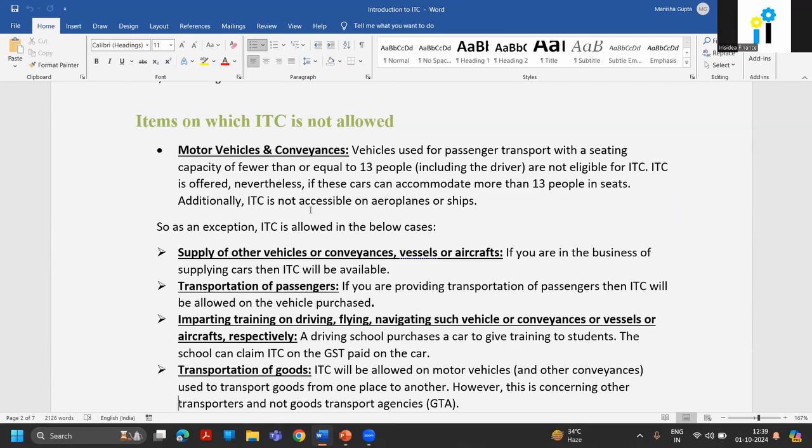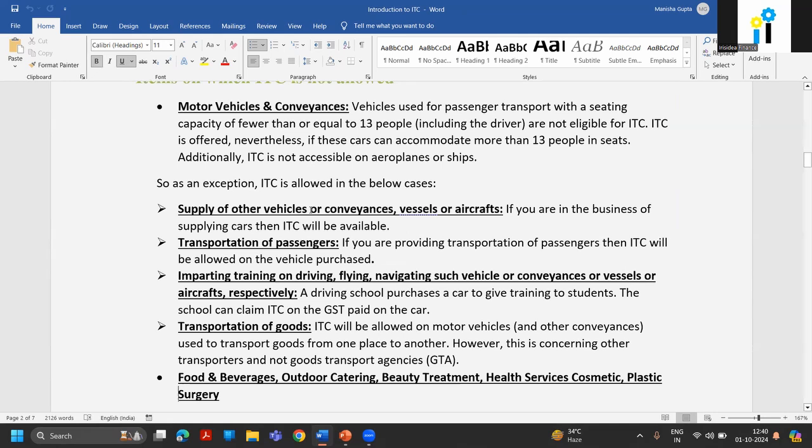Okay. Additionally, ITC is not available for aircraft or ships. Okay. So ITC is allowed in the below cases: supply of other vehicles, conveyances, vessels or aircraft. If you are in the business of supplying cars, ITC will be available. Means if you are doing the supply of vehicles, conveyances, vessels or aircraft for your business purpose, then you can claim ITC.